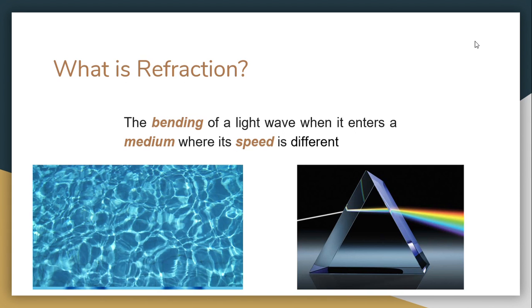So we can call refraction the bending of light when a light wave enters a medium where its speed is different. Now let me give you an example. Light moves much faster in air than water, and it moves even slower in glass. So we can demonstrate this using a prism.